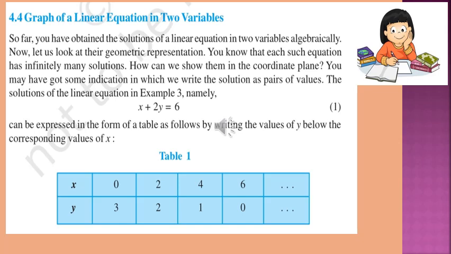You may have got some indication in which we write the solutions as pairs of values. The solutions of the linear equation in example 3, namely x plus 2y is equal to 6. Now you are aware how to prepare the table so that we can plot the same points on the graph paper. When we put x equals 0, we get y equals 3. Put x equals 2, then y equals 2.